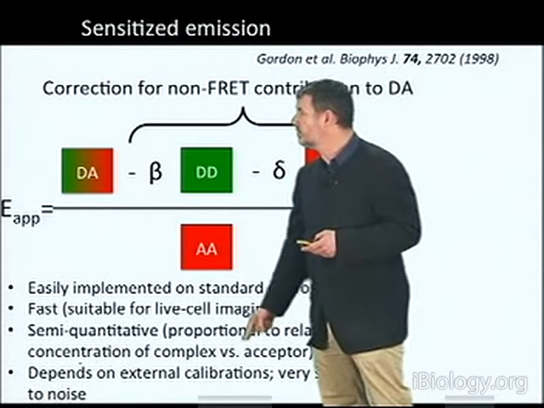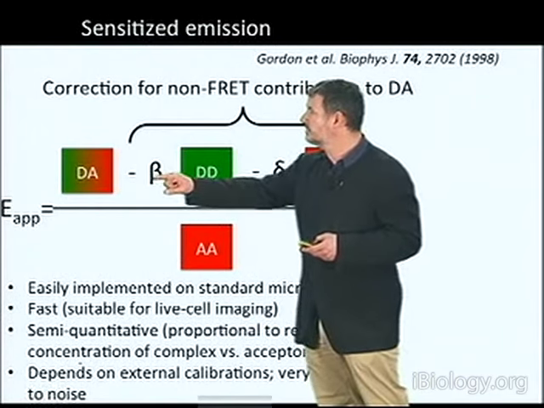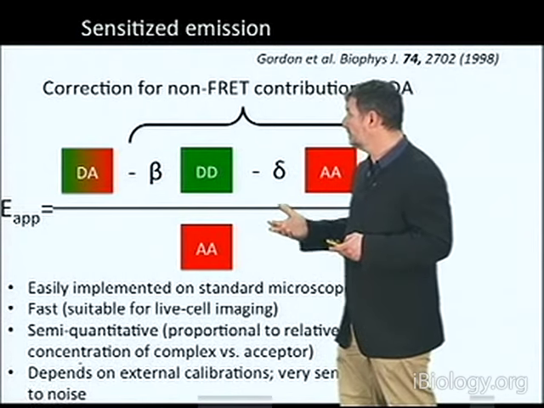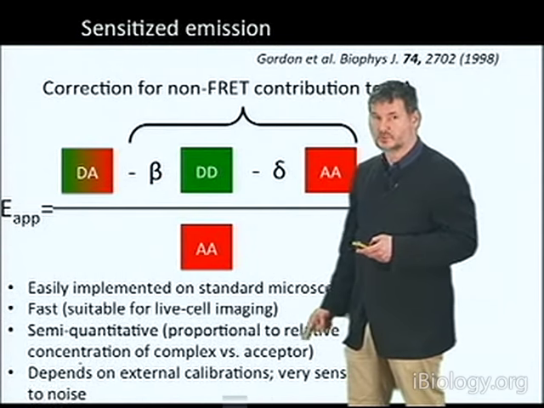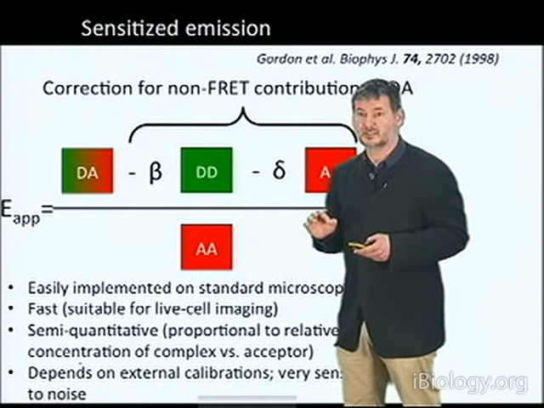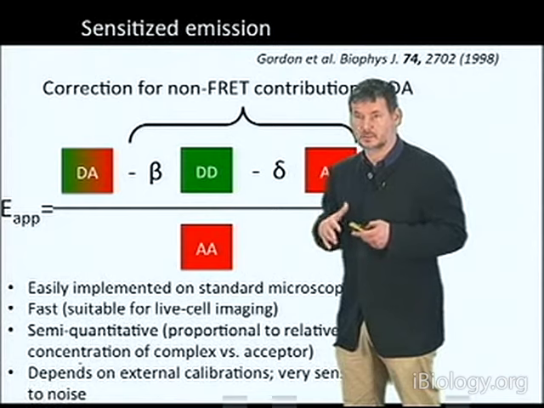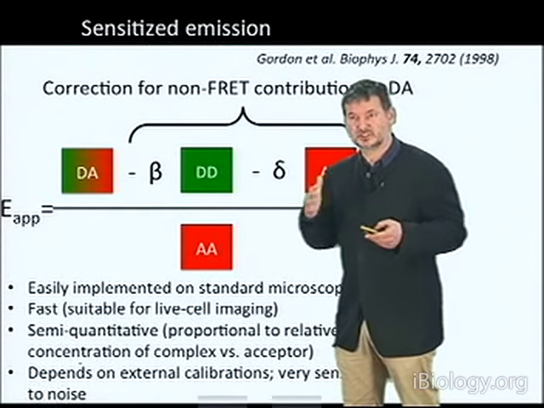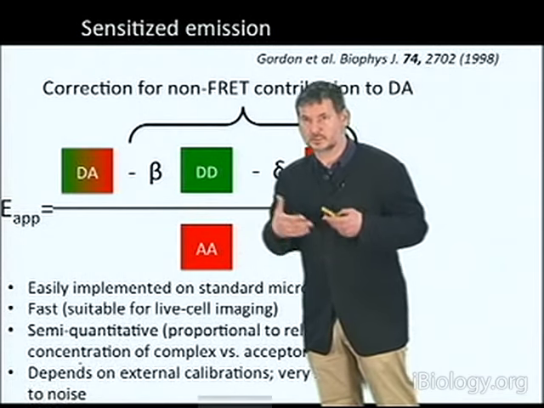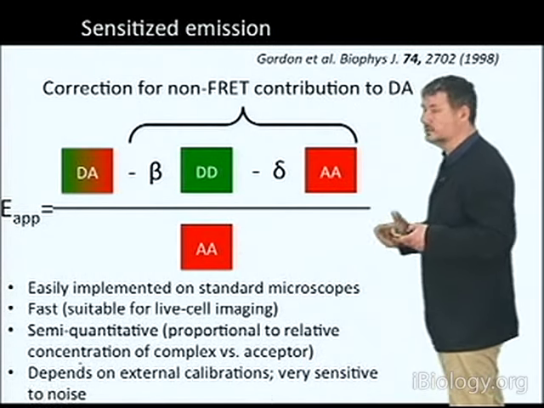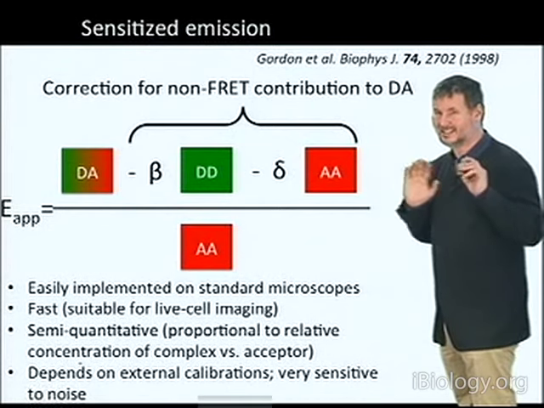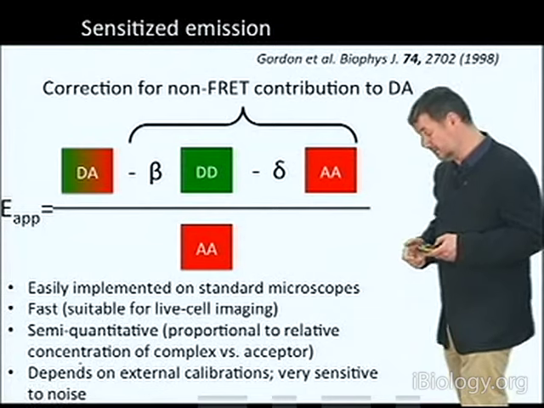The problem here is, of course, it depends on these external calibrations. So to get these scalar factors, you need a sample with donor alone and acceptor alone, that makes it also very sensitive to noise. And one other important property that you need to have is that the spectra are basically invariant to the environment, so that they don't change their shapes depending on the environment. For example, if it's a lipid environment or in a cytoplasmic environment. That is the case with fluorescent proteins, fortunately, because the chromophore is encased in the barrel. So the environment is defined by the barrel.